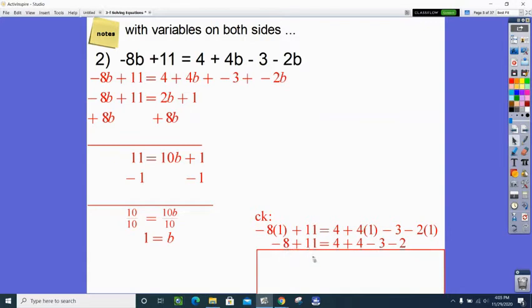-8 plus 11 is giving us a target of 3. Now over here, 4 plus 4 is 8, and 8 minus 3 is 5. Whoops. And 5 minus 2 is 3. And we are very excited because our b equals 1 is the correct answer. So there's a couple of examples of equations with like terms.